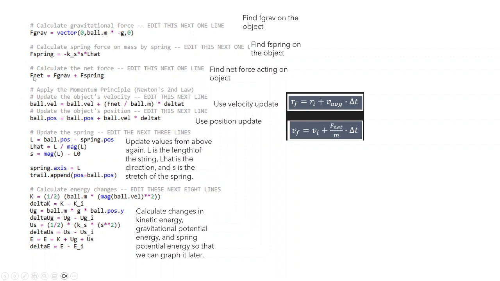And then we can use that net force to find the velocity using the velocity update and also the position using that velocity we just calculated. We update the values that we just calculated on the last slide, the length of the spring, direction, the stretch, and then we calculate the change in energy by subtracting the new energy from the previous one that we got from the previous slide.